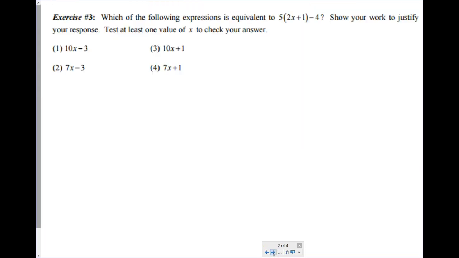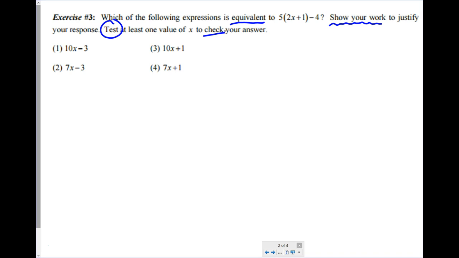Okay, moving on to exercise 3. Which of the following expressions is equivalent to 5 times 2x plus 1 minus 4? Show your work to justify your response, and then test at least one value of x to check your answer. Okay, so although this is a multiple choice problem, these directions are asking quite a lot.